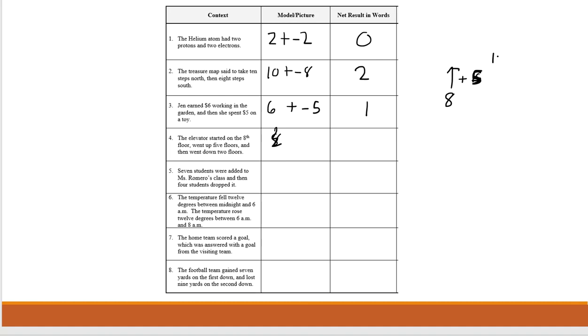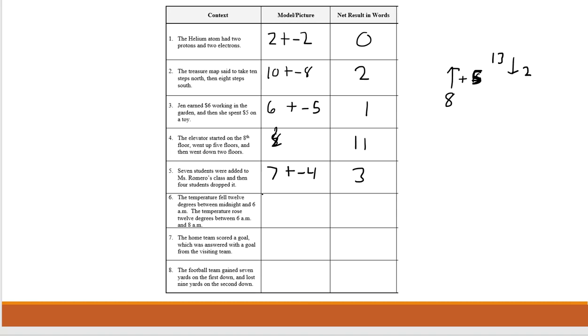So that means the elevator is now on the 13th floor. And then went back down 2 floors. So the net result would be 11. Okay, the next one. 7 students were added to Mrs. Romero's class, and then 4 students dropped it. So the net result of that is 3. She still has 3 more students than she started with.